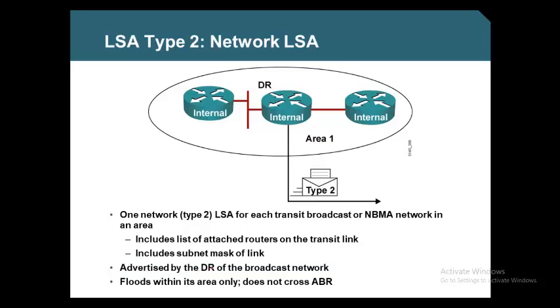This type 2 is advertised by the DR router only. This will not be advertised by BDR. This will not be advertised by DR other. So the DR advertises both LSA type 1 and type 2, whereas the rest of the routers in area 1 advertise only type 1.